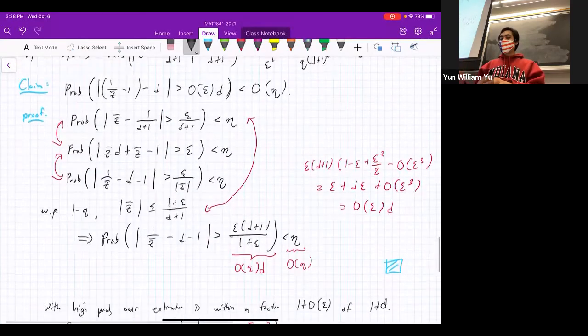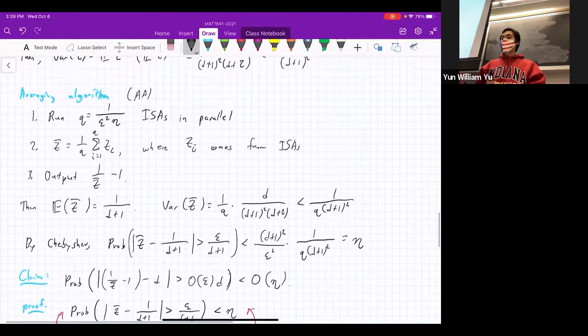Is there a reason that we run them in parallel? I mean, basically, you're doing this independently. Because we need these all to be independent random variables, we need each of the different ISAs to be independent in order to average them together. So that's what we mean by the term parallel here.